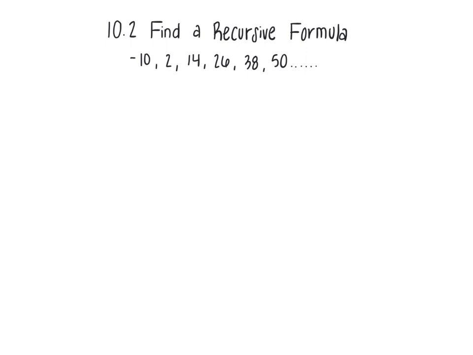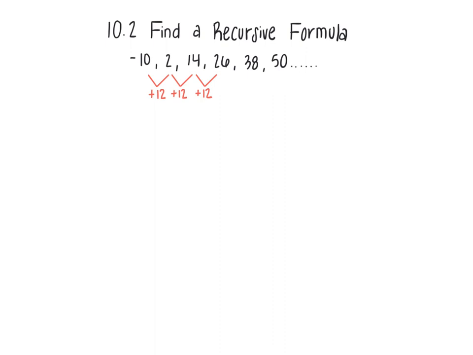I would always start by looking at the difference between the numbers. So if we go from -10 to 2, we know that we are increasing, and we know we're increasing by 12. Same thing as we go from 2 to 14, 14 to 26, and so on and so forth. We always have to write our formula in relation to the previous term.